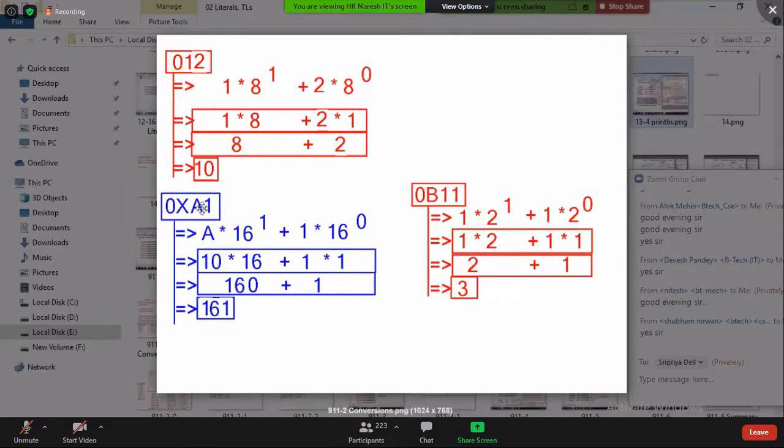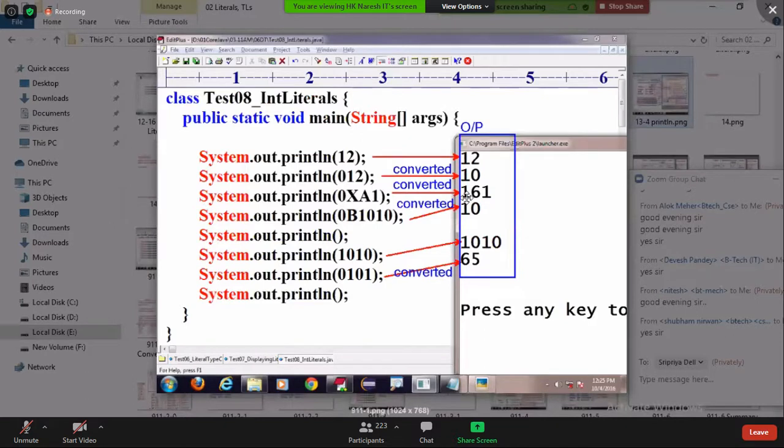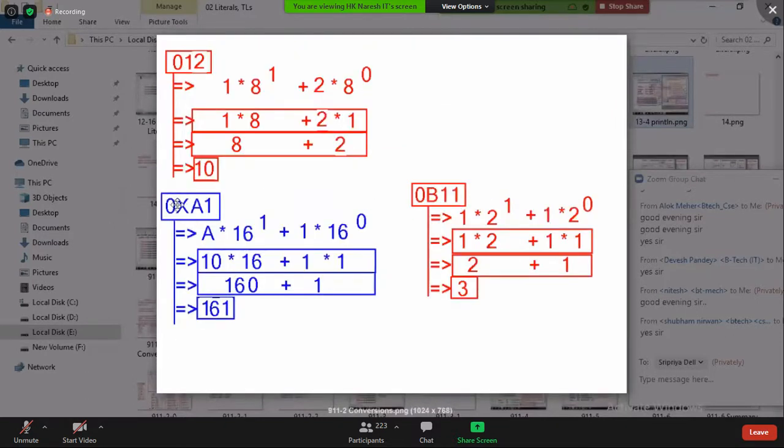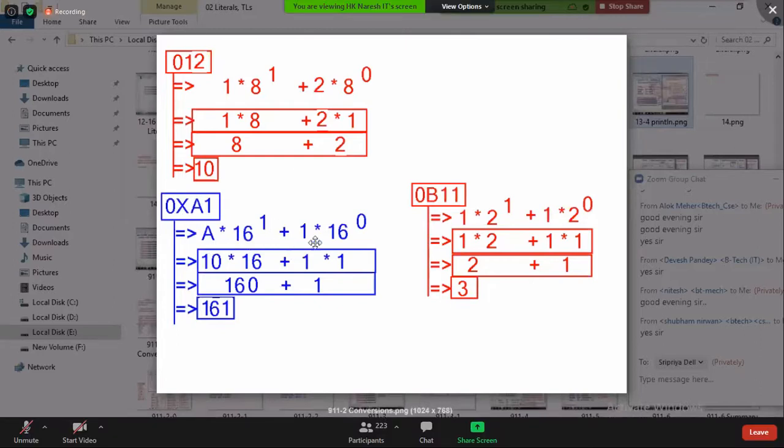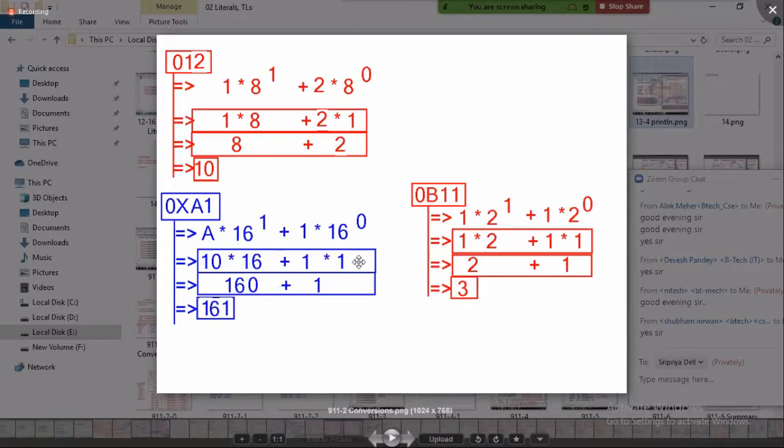Then tell me, 0xa1, what is its value? 161. How 161? First you ignore 0x. For hex, what base do you take? 16. A into 16 power 1 plus 1 into 16 power 0. A place value is 10. So 10 into 16 is 160, plus 1 into 1, that is 161.